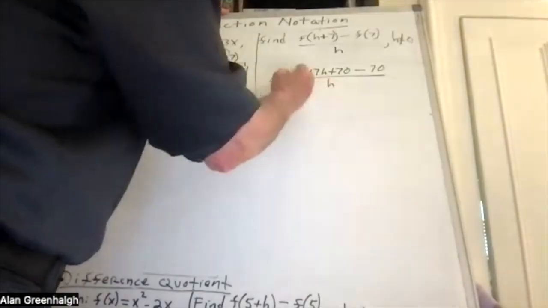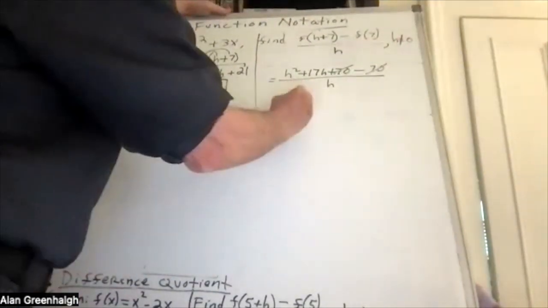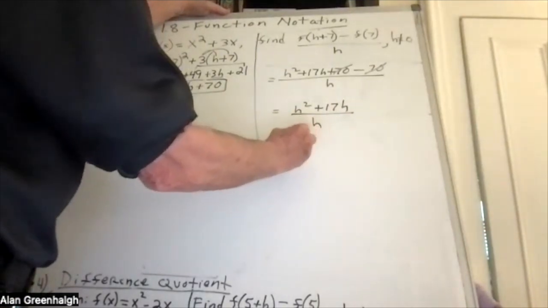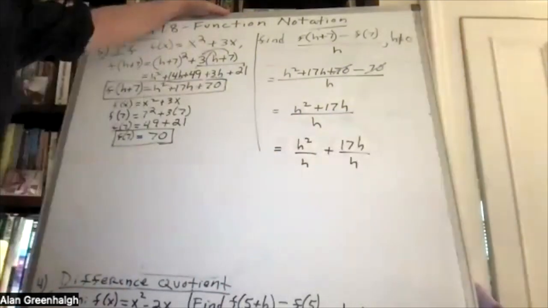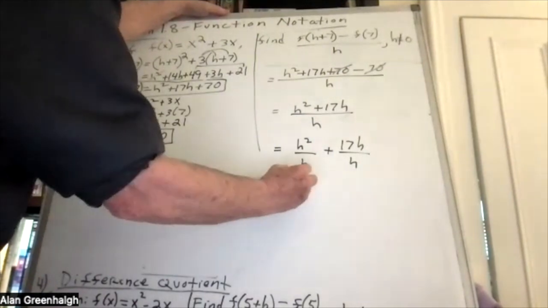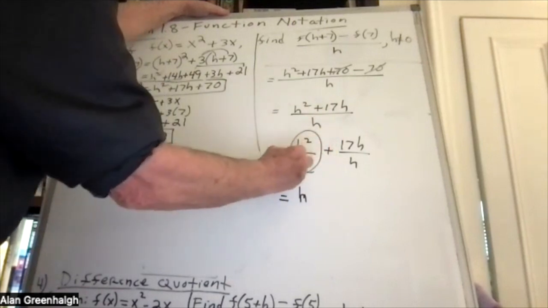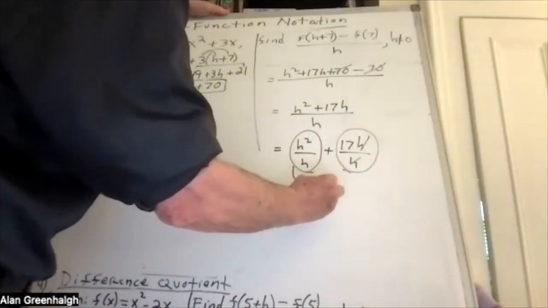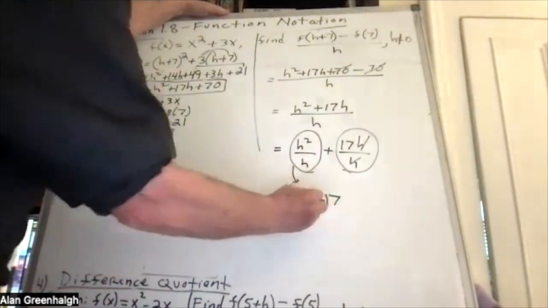So anyway, here we go. H squared, so this drops out. That's the whole point. And then h squared plus 17h over h. And then that equals h squared over h plus 17h over h. This is equal to h. So this is equal to this. And this is equal to that. And that's the answer to the question.